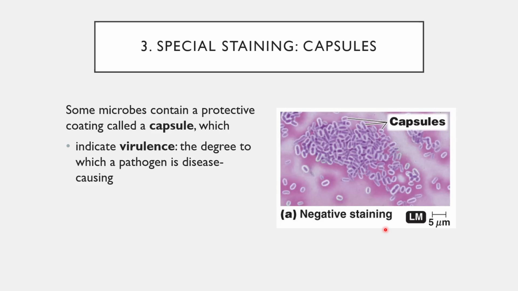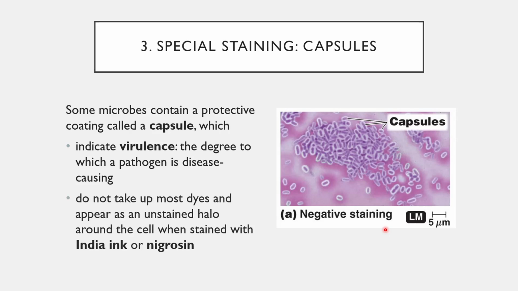In addition, this layer called capsule does not take up most dyes and rather appears as an unstained halo around the cell when stained with a negative stain or an acidic dye, such as India ink or nigrosin. That's what you can see in this image right here. This is a negative stain of a bacterial sample which is clearly exhibiting capsules as a blank halo color around the outside, given that capsules resist colorization and look like a clear halo.